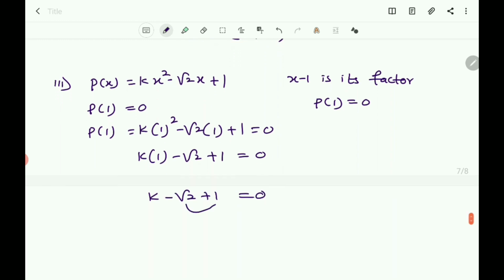You transfer this minus root 2 plus 1 to the RHS, that becomes k is equal to plus root 2, and plus 1 becomes minus 1. So you got the value of k is root 2 minus 1.